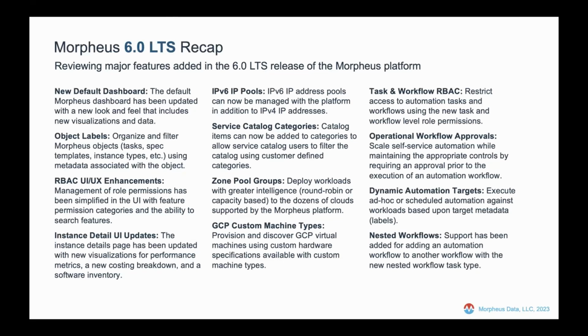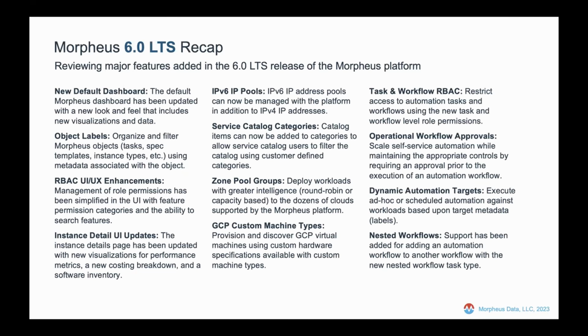Added support for IPv6 IP pools. So previously the platform only supported IPv4 IP pools. IPv6 support was added. Service catalog categories for our customers that have potentially tens or hundreds of catalog items. They can now associate a category with catalog items to simplify the end user's experience in terms of sorting and filtering for different things within that catalog.